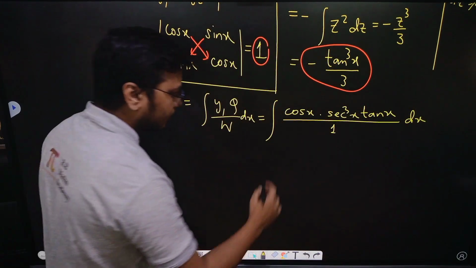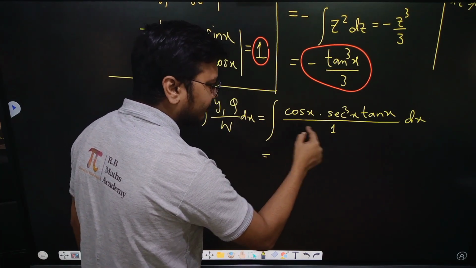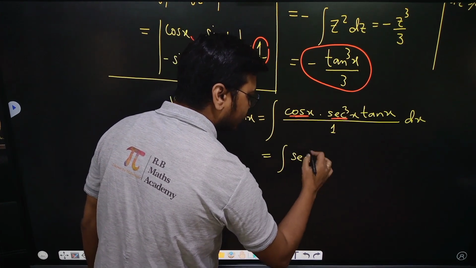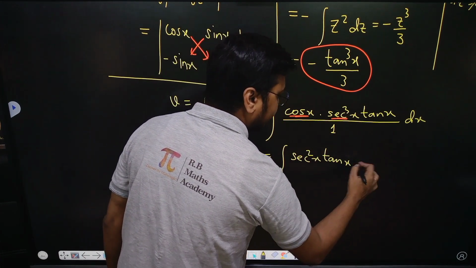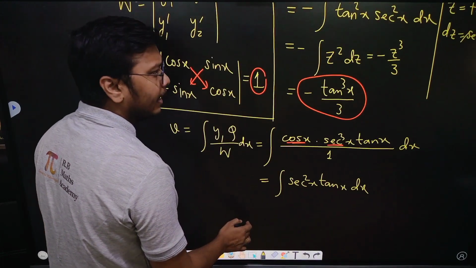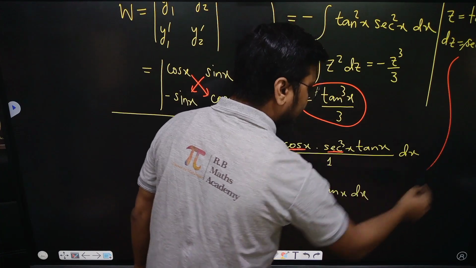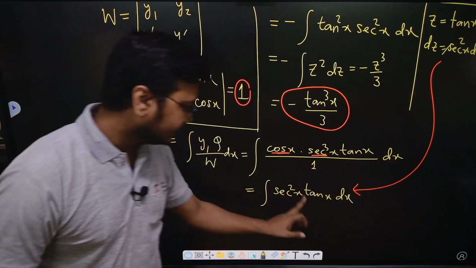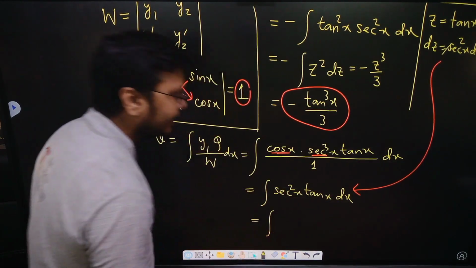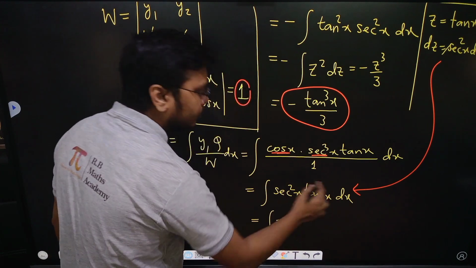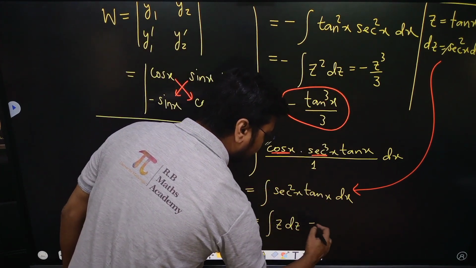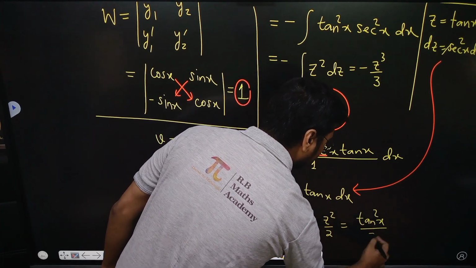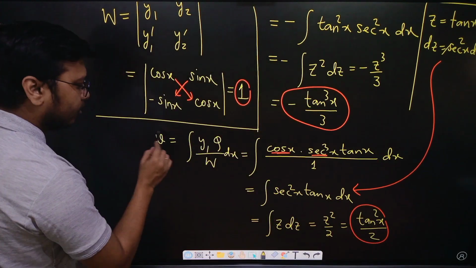Okay. So now 1 of the cos x will get cancelled with 1 of the sec x. So what will be remaining is sec square x tan x dx, right? And I can use this same substitution down here, right? The same substitution that z equals tan x. If I substitute that, I'll be having integration z and sec square x dx, that's going to be dz. So z square by 2, and that would be tan square x by 2.